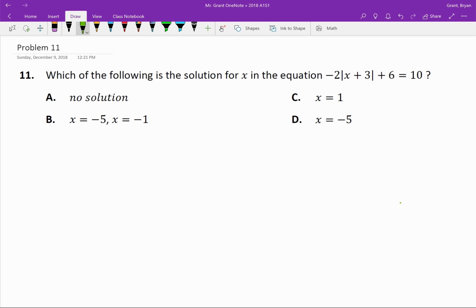Welcome back to your review for your Algebra 1 Semester 1 final exam. We're on to problem 11, which has to do with solving absolute value equations. Just a reminder, if the problem on your paper doesn't match up with the same number as the one here, that's okay as long as it's the same problem.